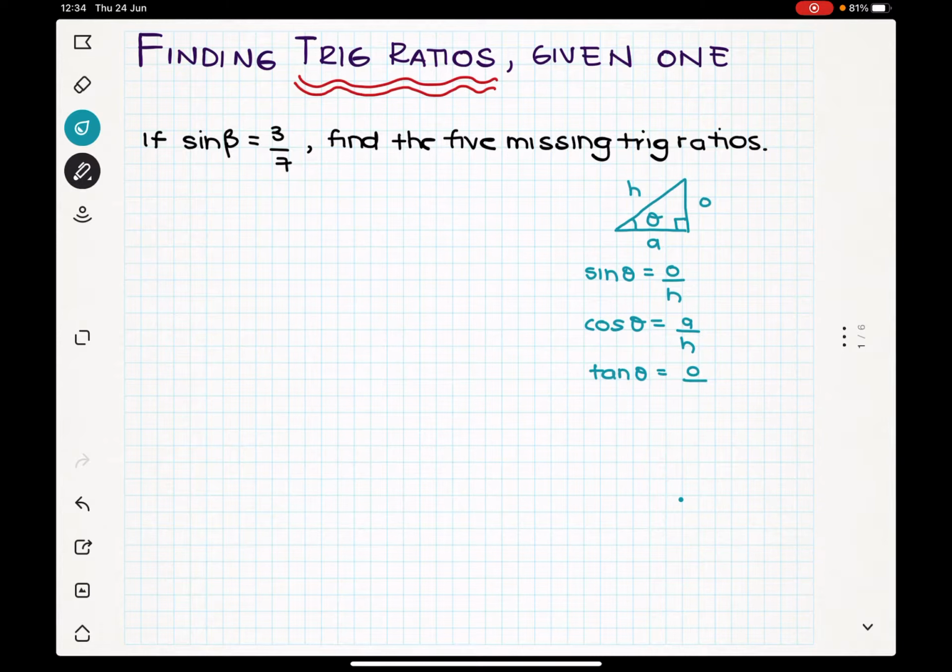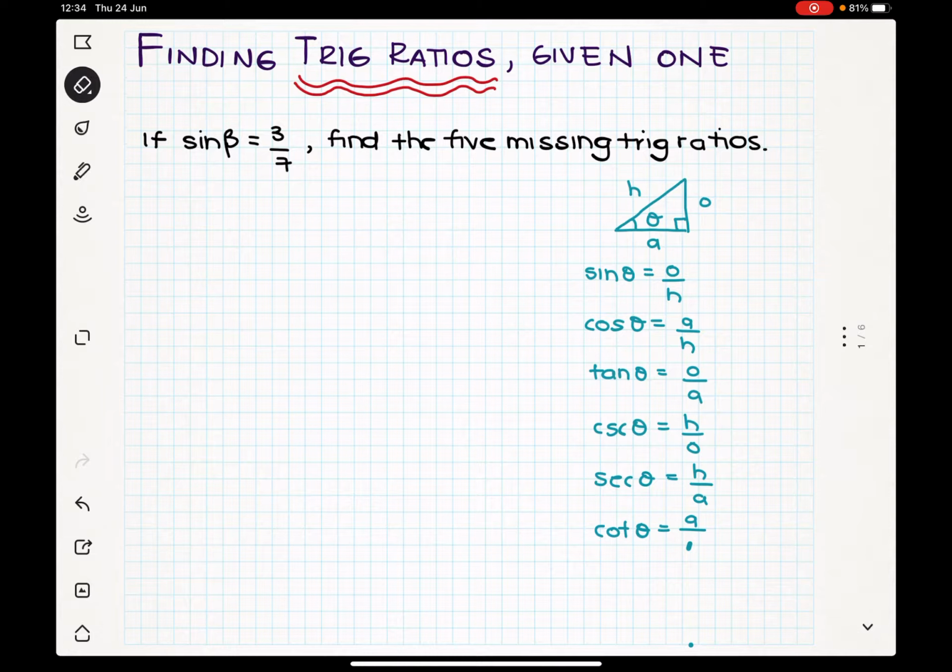equals opposite over adjacent. These three trig formulas have their reciprocals. So the reciprocal of sine is cosecant. So cosecant of theta is going to be hypotenuse over opposite. Secant of theta is going to be hypotenuse over adjacent. And cotangent of theta is going to be adjacent over opposite.